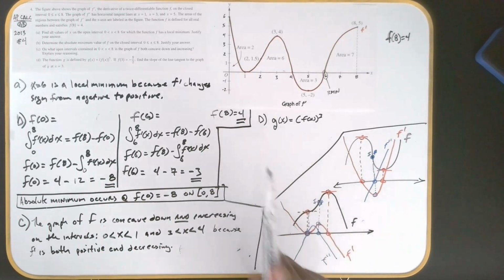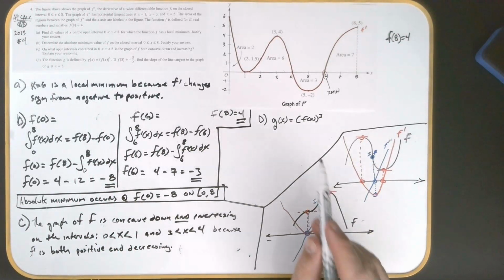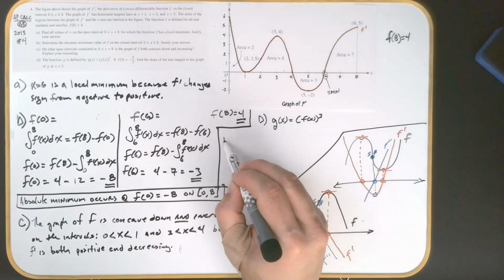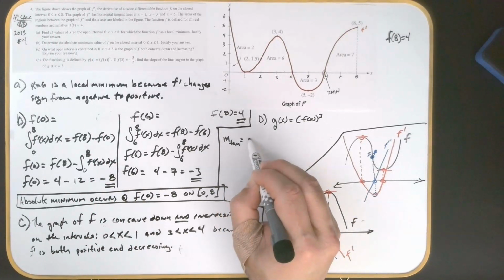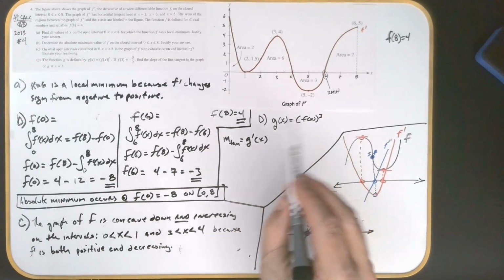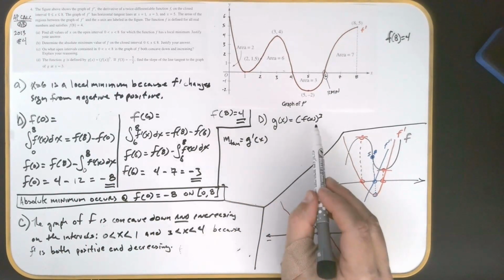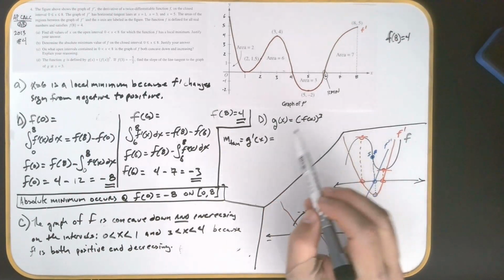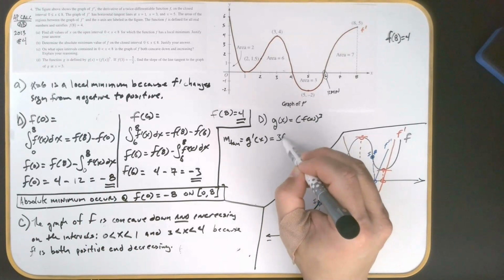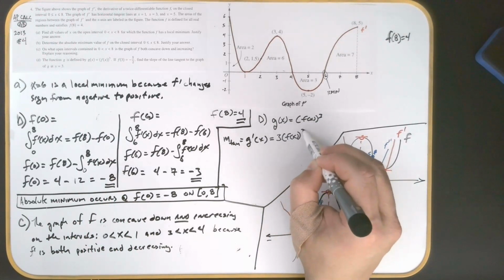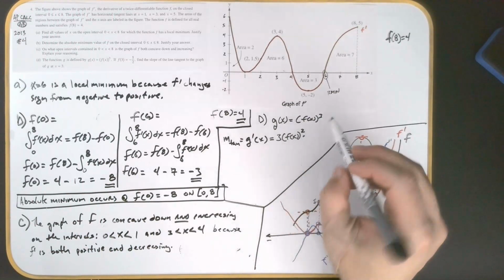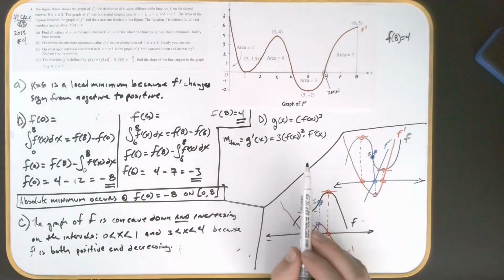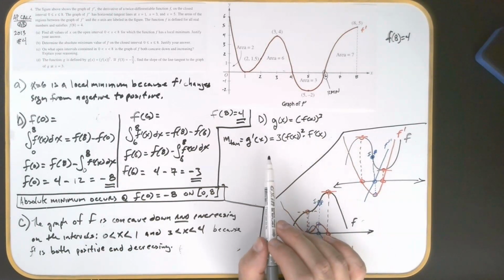Slope of the tangent, slope of the tangent. You should know definitely the slope of a tangent is a derivative. So the slope of the tangent is the derivative of g, it's g prime. So g is defined as this thing, so what we have to do is a little mini chain rule here. So 3 times f of x squared, so there's the outside, times the derivative of the inside here, which would just be f prime of x. So there's the formula for the slope of the tangent, and now we just have to evaluate it.